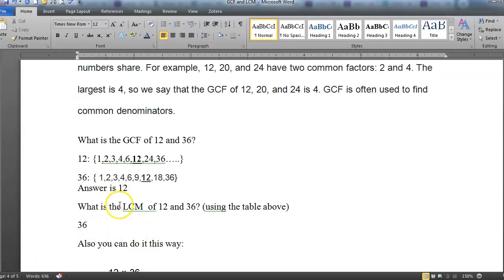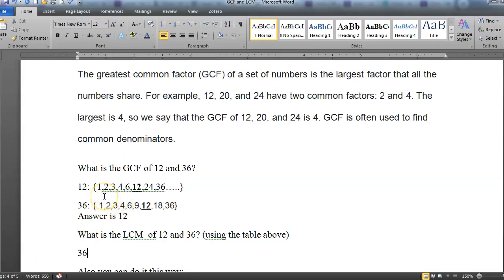Now, when I'm looking for the GCF, which is the biggest number that these two share, or the factors that these two numbers share, again, it's not a multiplication thing here. It's just a matter of finding out what factors these two numbers share when you do a factor tree. And the number here is 12.